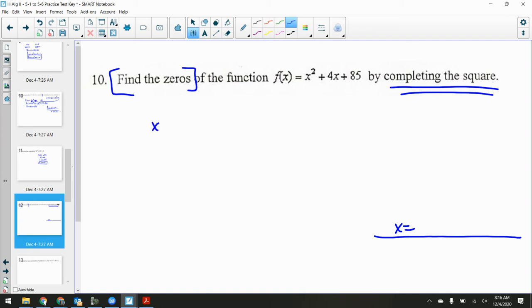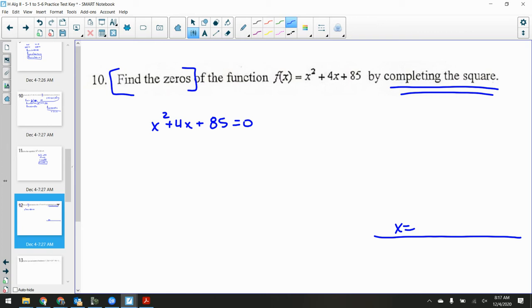Okay, I was nice to you here. x squared plus 4x plus 85 is equal to 0. Why do I say I was nice to you? What implies me being nice to you about completing the square? What do you notice about, well, is there an a value? No. Okay, so that's nice. What do you notice about b? It's positive, yeah, but it's even. I can divide by 2.